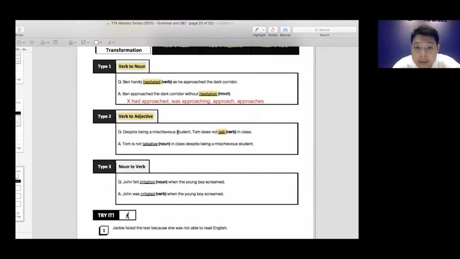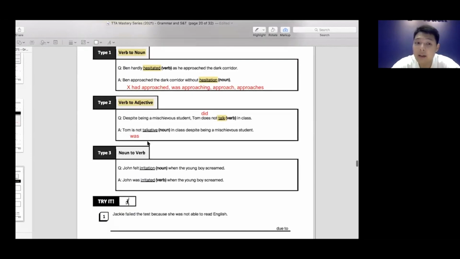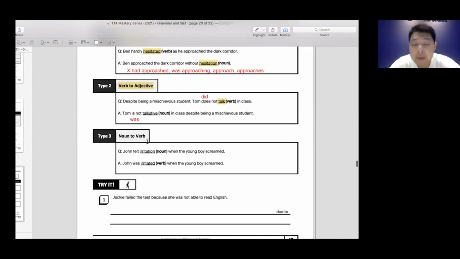So you see, same thing. This is in present tense. Does not is present tense, correct? And that's why it is also present tense here. If I said that Tom did not talk in class, if you use past tense, then this has to be was. Understand? So I need to keep to the same tense.